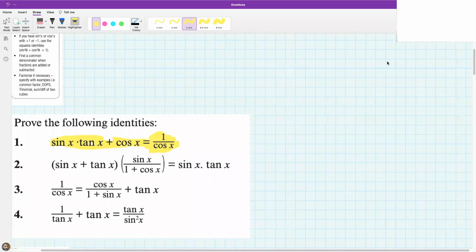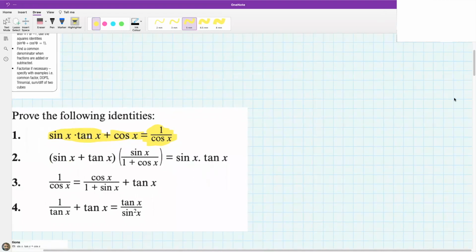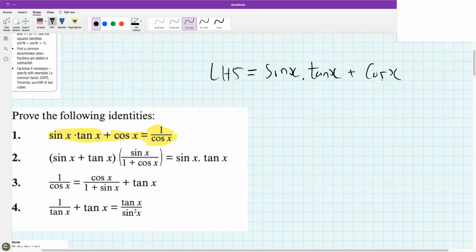I want to ask the class, what side should we start working with in question one, the left-hand side or the right-hand side? Left-hand side. Okay. So the left-hand side is sine x times tan x plus cos x. I want to give you a minute or so, maybe 2 minutes, to try and work with the left-hand side and see what you can do to make it look like the right-hand side.